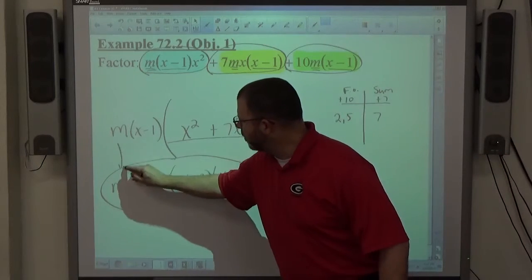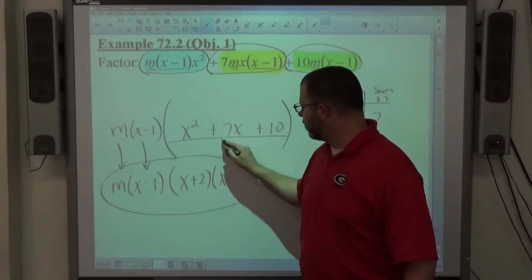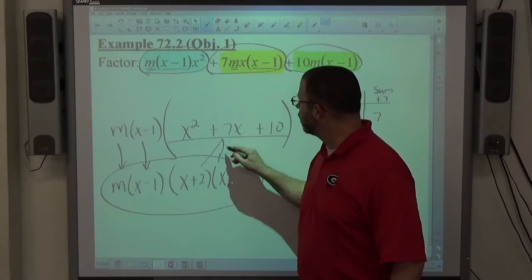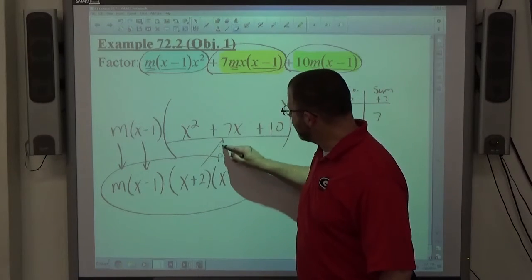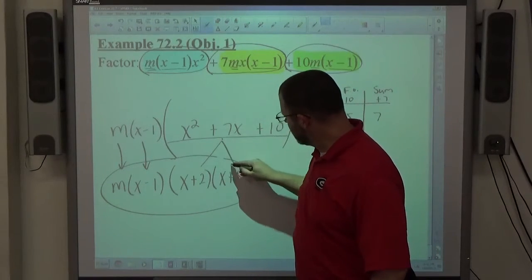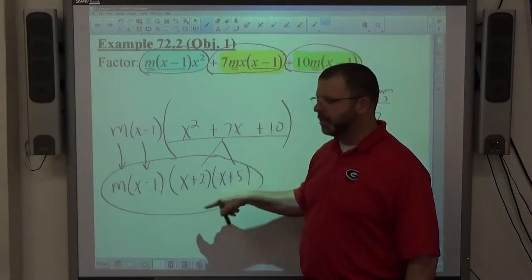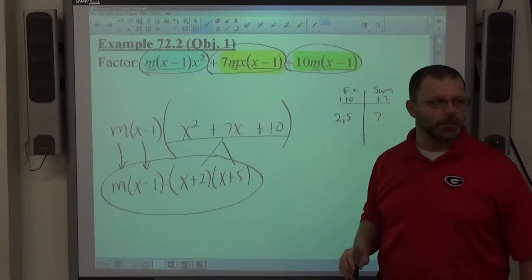So what we took out to begin with, this comes down, and then of course this factors. This is a kind of, imagine like a factor tree here. That breaks down again to this. These are already prime. You can't break them down anymore.